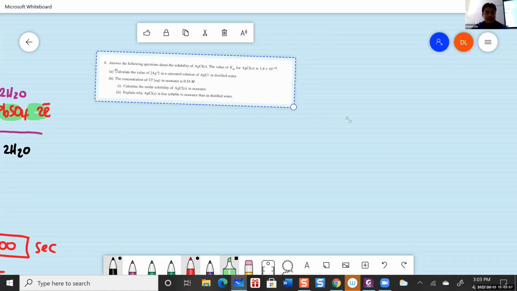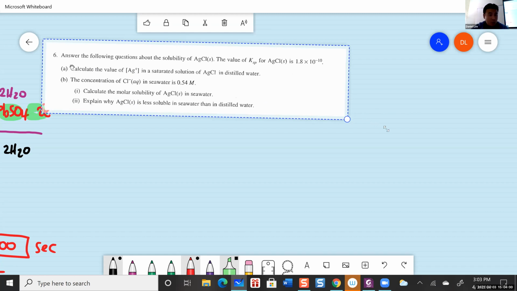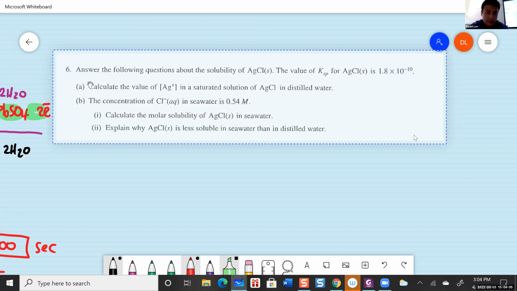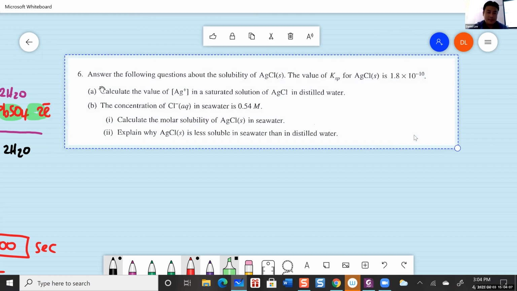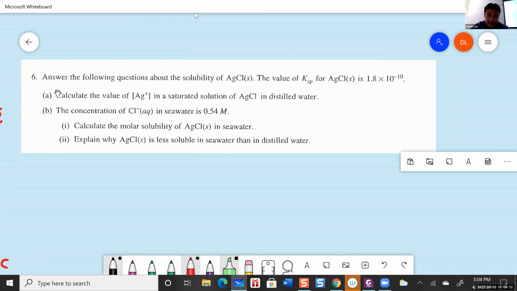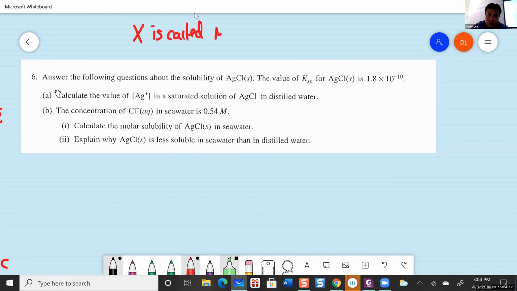KSP is equilibrium constant, right? The bigger the KSP, the more soluble is the precipitate. The smaller the KSP, the less soluble, right? But technically, you got to solve for X. X is called molar solubility. So let me write that out just to remind you that X is called molar solubility. The larger the X, the more soluble. Molar solubility, and it has to be molarity, moles per liter. Bigger the X, more soluble. So you actually have to compare X, not the KSP.